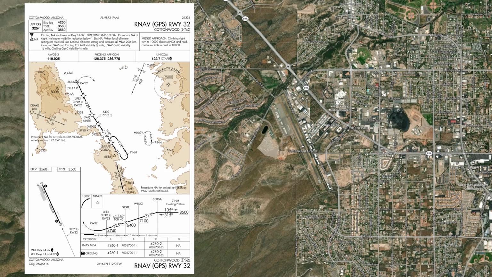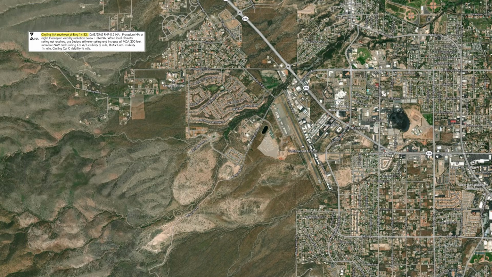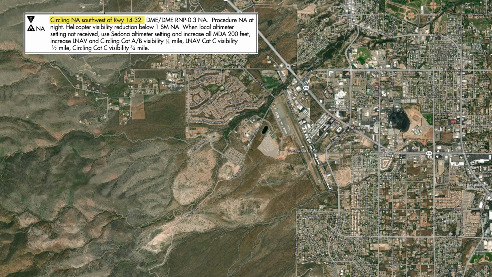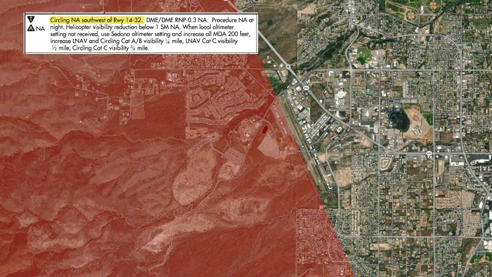Here's another one to look out for. At Cottonwood, Arizona, circling is not authorized southwest of runway 14/32. That means this entire area is not protected at circling minimum altitudes. So there's nuance and gotchas to understand and watch out for, but if you do understand how these work, they can offer safe minimum altitudes in the vicinity of airports.